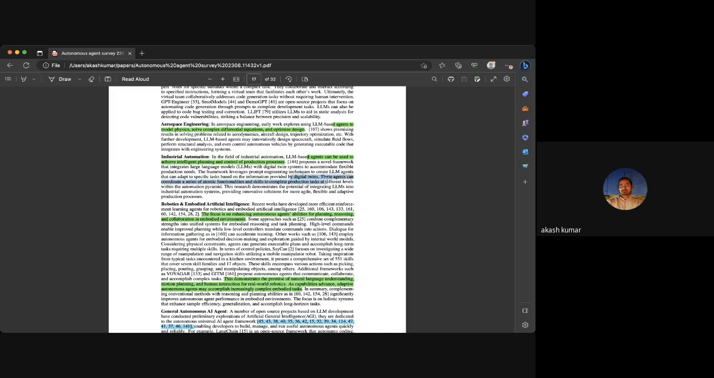These agents can coordinate a series of atomic functionalities and skills to complete production tasks at different levels within the automation pyramid.